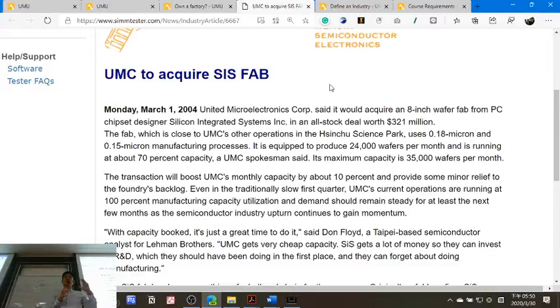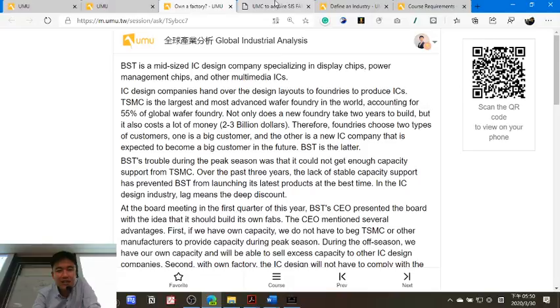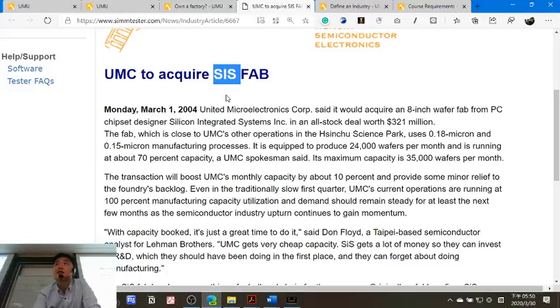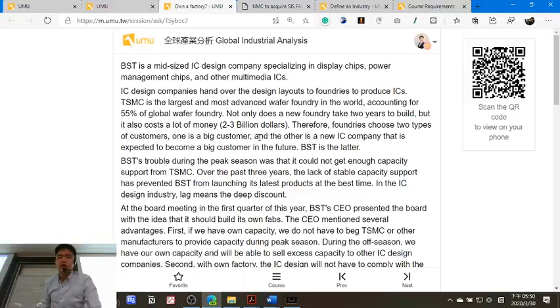The case you studied last week is real. It's a real case. The BST company's real name is SIS. In the year 2000, SIS, this fabless company, established their fab, and here are the reasons they believed they should build the fab. What's the result? That is the result.